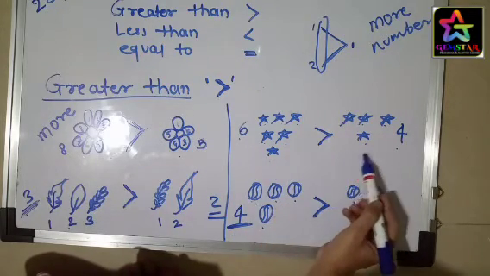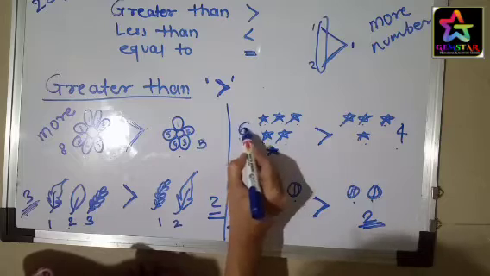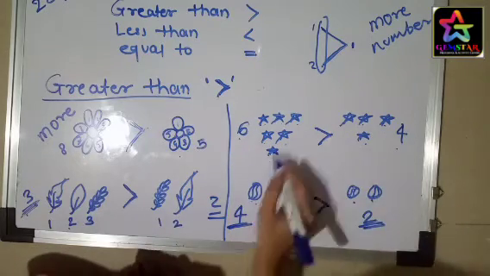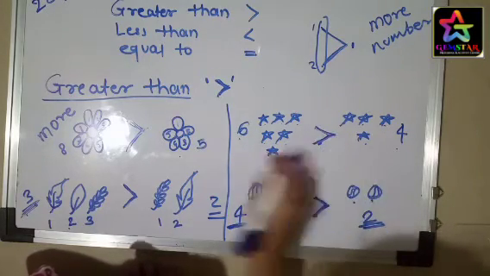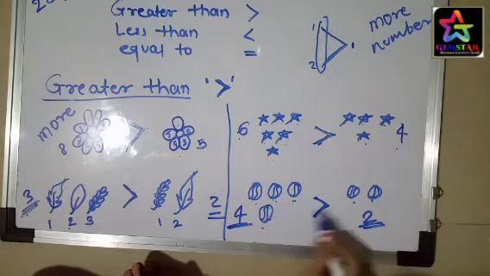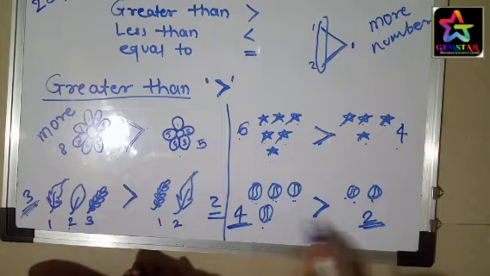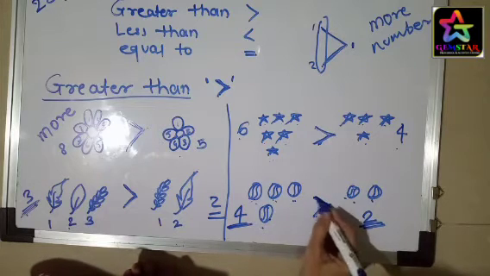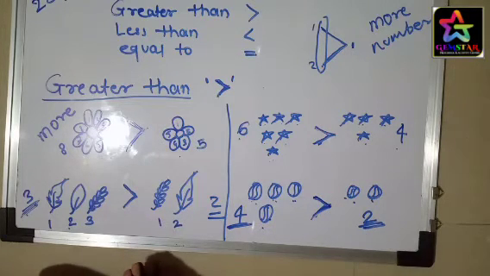Okay, same for the stars. There are 6 stars and here are 4 stars. So we put this sign because 6 is greater. Then there are 4 marbles and on the other side there are 2 marbles. So this side is greater. Okay.